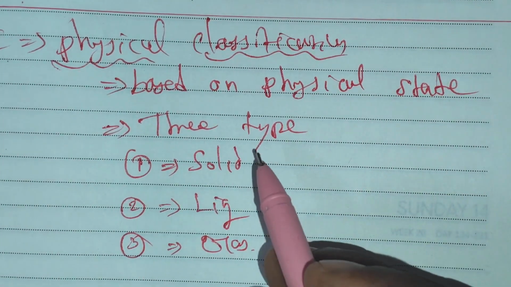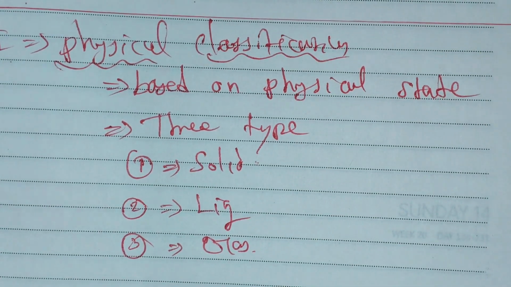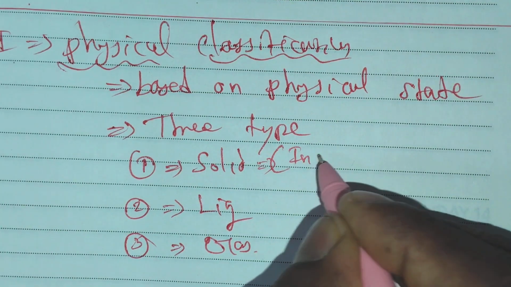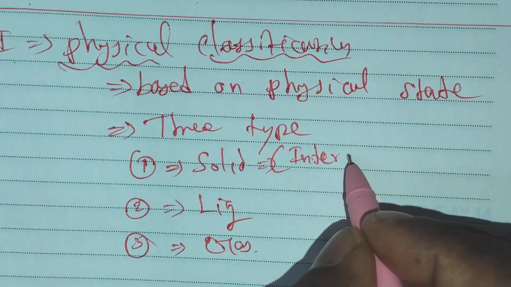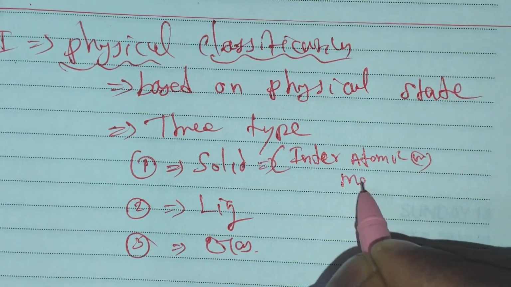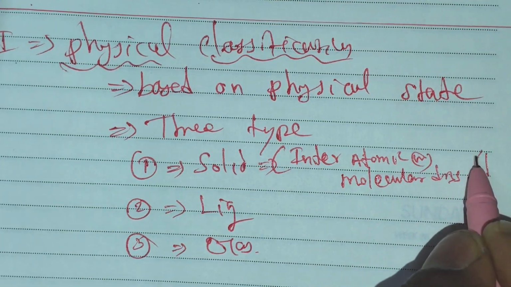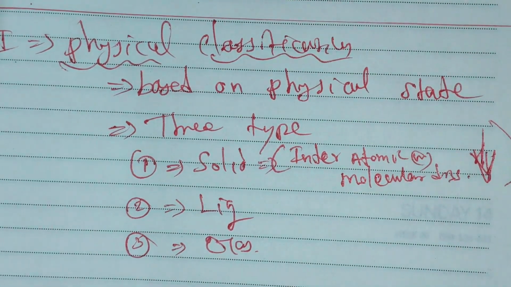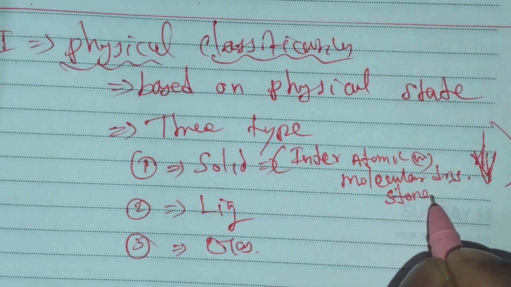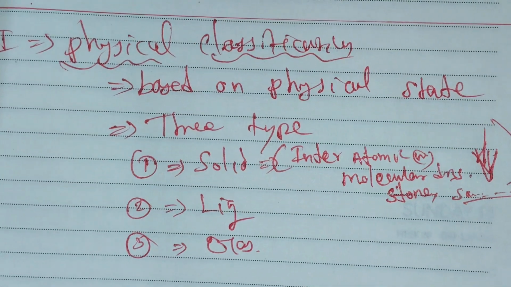We know that a solid has a particular, perfect shape, and the interatomic, ionic or molecular distance is very small. The interatomic or intermolecular distance is very less. For example, stone, chalk piece, wood and so on are all classified as solids.